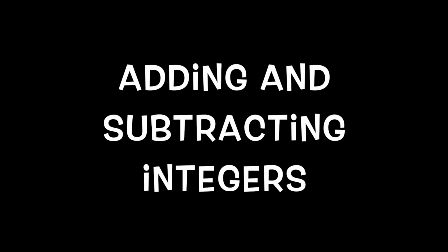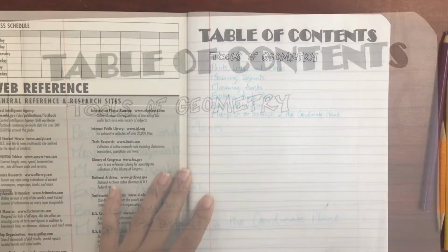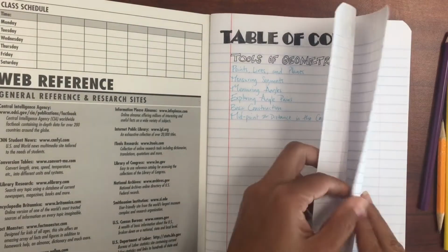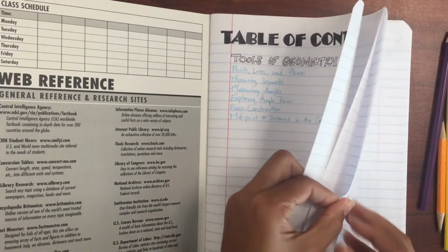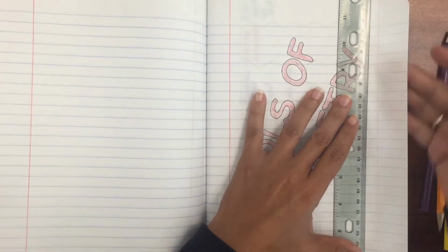Alright, so we're going to take a look at adding and subtracting integers starting right from the beginning. So you want to open up your notebook, and the very first thing you want to do is write a table of contents. Don't copy my table of contents because it's going to change a little bit. I'm going to correct it. Leave 4 pages for your table of contents just because I don't know how much space I'll need.